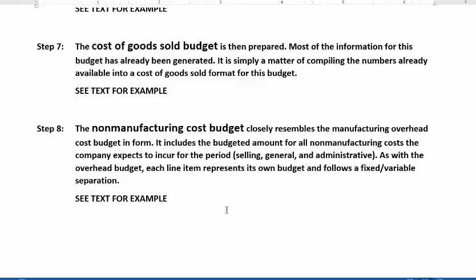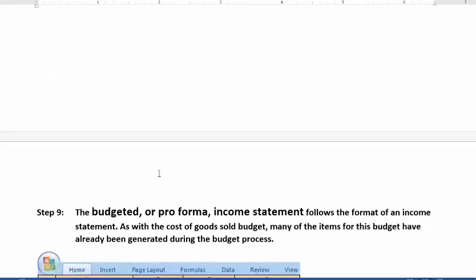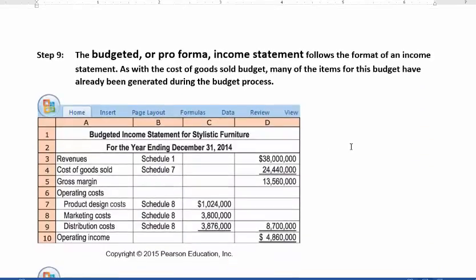And then we've got the non-manufacturing items, selling and administrative type of costs and expenses, research and development, all those other things have a budget. How much do we expect to spend during the period? Put all that stuff together and have that report. And these items are also going to tie in with number 9, which is our budgeted income statement, also commonly referred to as our pro forma income statement.